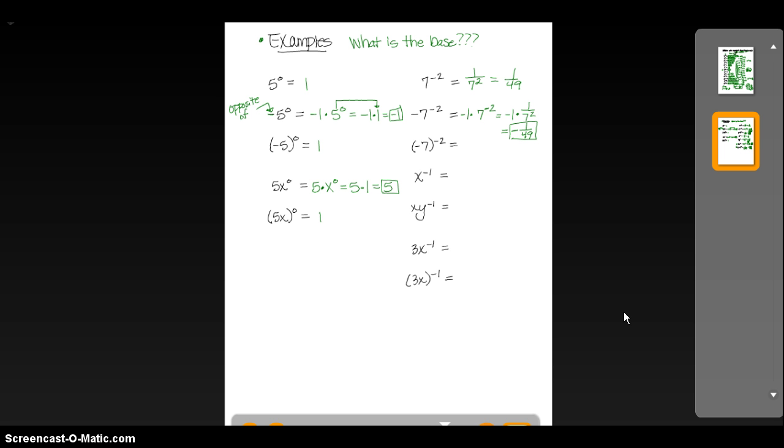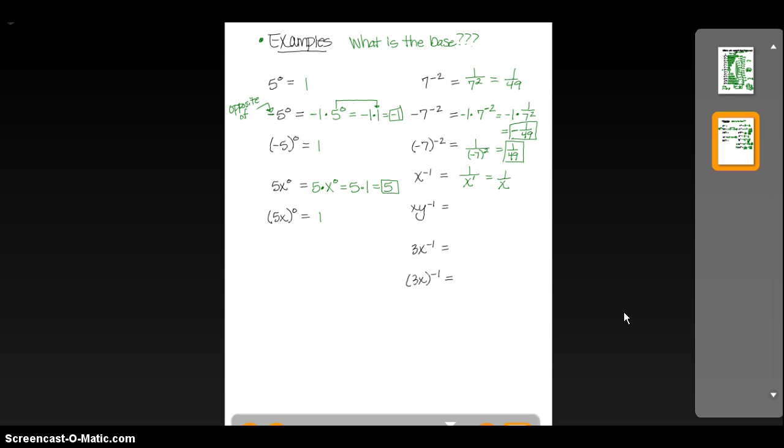Now here, my base is the negative 7 because it's in parentheses. So I can go ahead and take the reciprocal. So this becomes 1 over the base of negative 7 squared, which is still 1 over 49, because negative 7 squared is still a positive 49. All right, x to the negative first power, that's 1 over x to the first power, or just 1 over x.